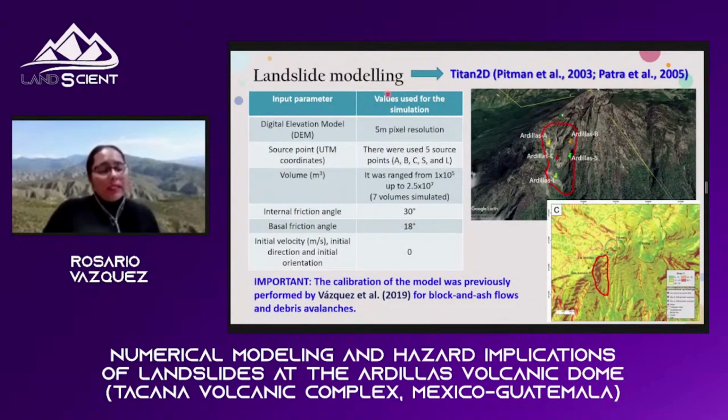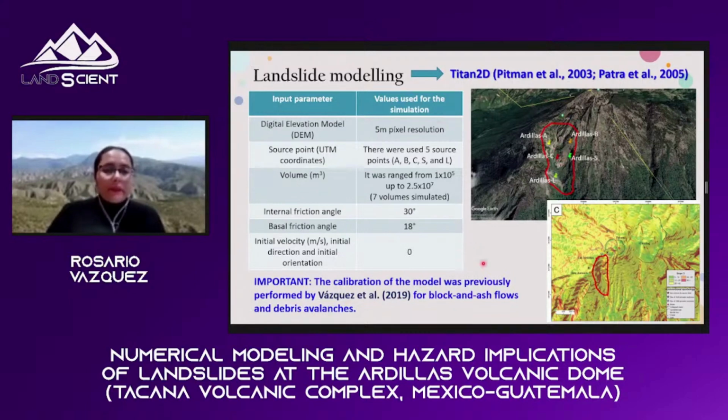And for the landslide modeling, we decided to use the Titan 2D model, which was developed by the research group of Pitman and Patra and colleagues at the University at Buffalo. This is a depth-averaged model based on frictional Mohr-Coulomb behavior for shallow water granular flows, in order to simulate the formation of future landslides sourced within this zone.